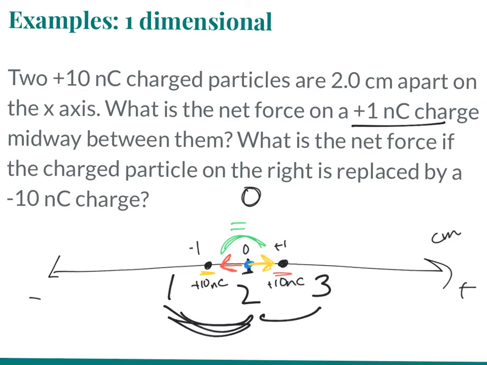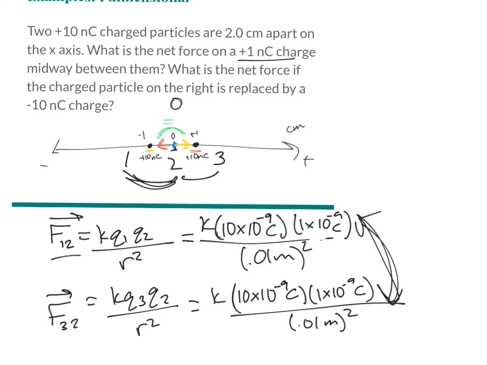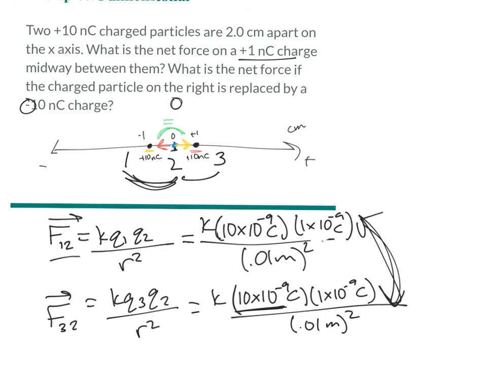Now the next question says, what is the net force if the charged particle on the right is replaced by a negative 10 nanocoulomb charge? Let's look at that. The math is going to stay the same because it's still a 10 nanocoulomb charge. That number doesn't change. Now it's just a negative sign. So the forces are still the same magnitude.